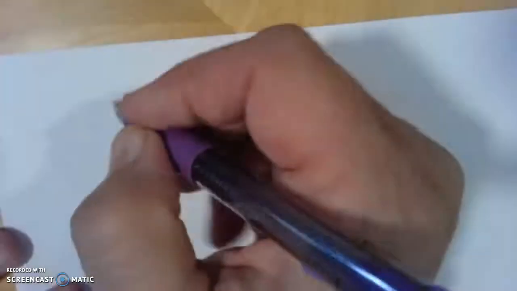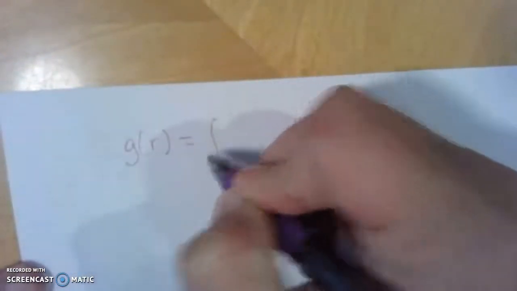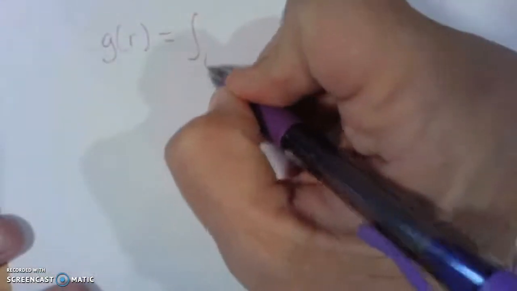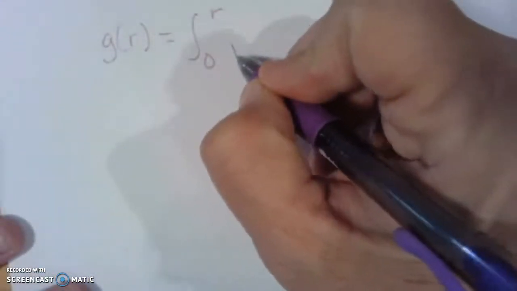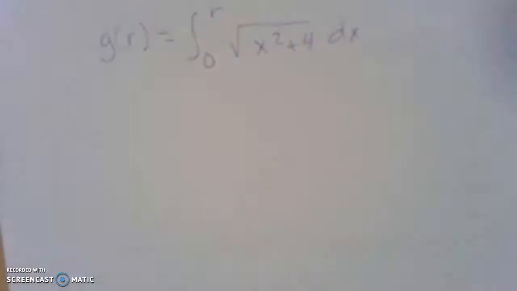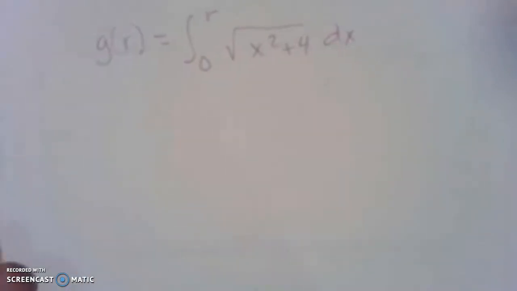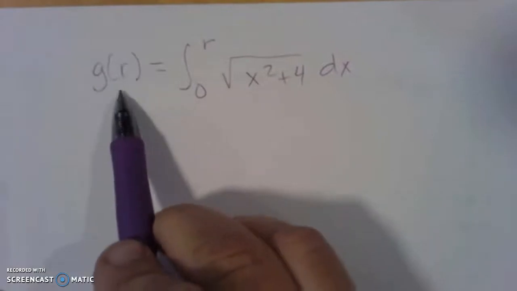Let's say I want to find g of r, and I have the integral from 0 to r of the square root of x squared plus 4 dx. Well, I want to now find it in terms of r.